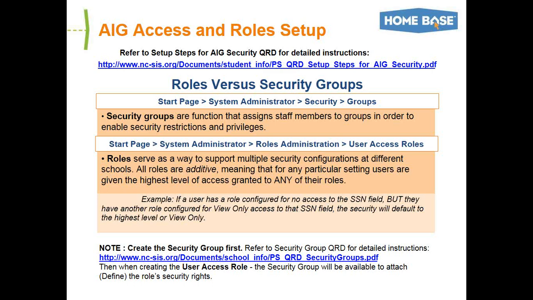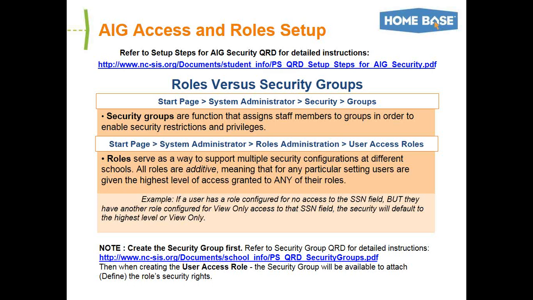Again, we're going to go with the AIG Security. We're going to talk about roles versus security groups. Security groups are a function that will assign your staff members to groups in order to enable security restrictions and privileges. Some of you may already be familiar with setting up security groups. It gives them access to certain pages, to certain rights, to what they can do on those pages.